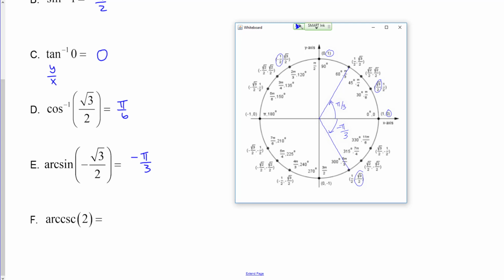The arc cosecant of 2. So cosecant is related to sine. So basically we're looking for where the sine is 1/2. So sine is 1/2 here at pi over 6. And that is the same as arc cosecant of 2.